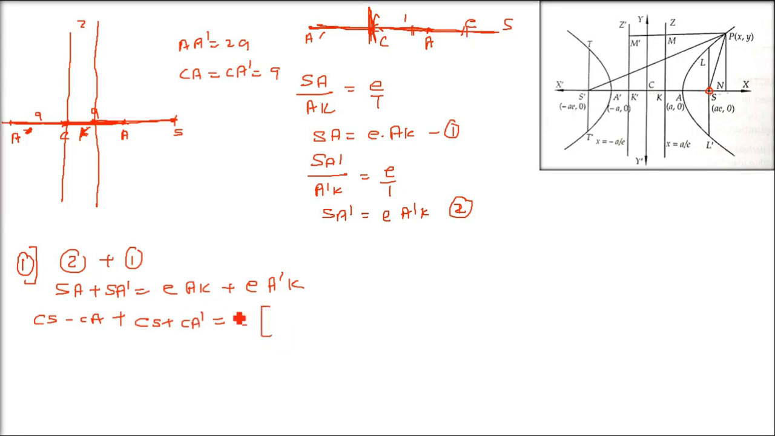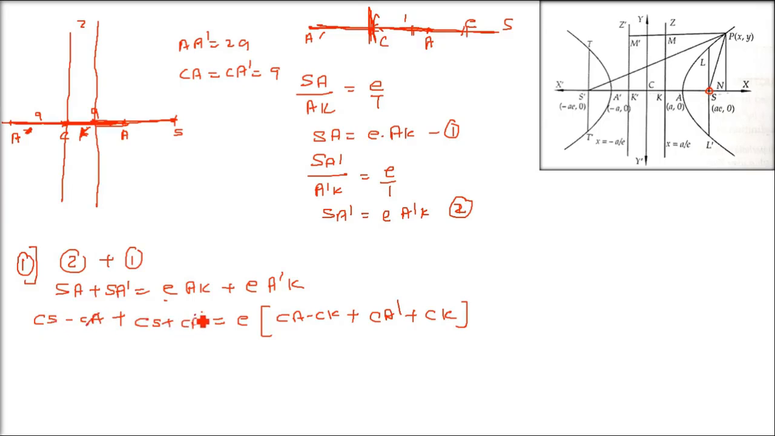Now take E common from these two. In place of AK, I can write what? AK, this A and K. Can I write it in this sum form? CA minus CK. If you subtract CK from CA, you are going to get AK. Now A dash K, similarly. A dash K can be written as A dash C plus CK or CA dash plus CK. I'm just taking the parts and adding them, or taking the parts and subtracting them, so that we get the above equation.